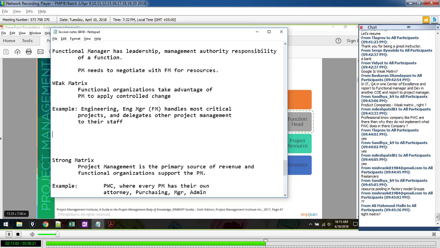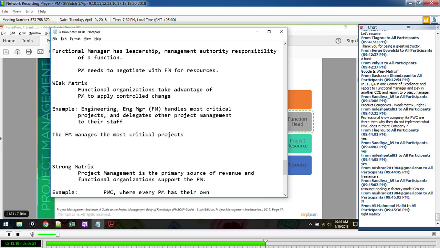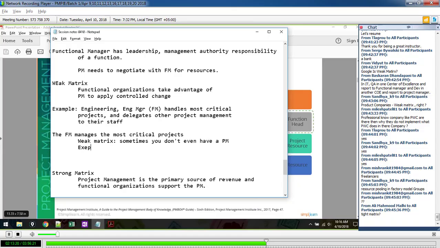So, the functional manager manages the most critical projects. And in a weak matrix also, sometimes you don't even have a PM. There's something called an expediter.